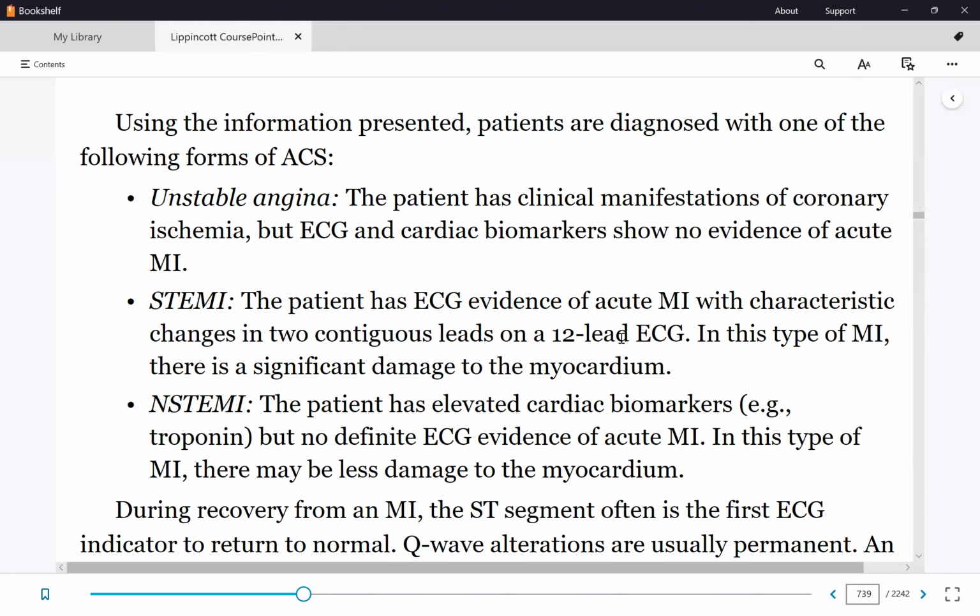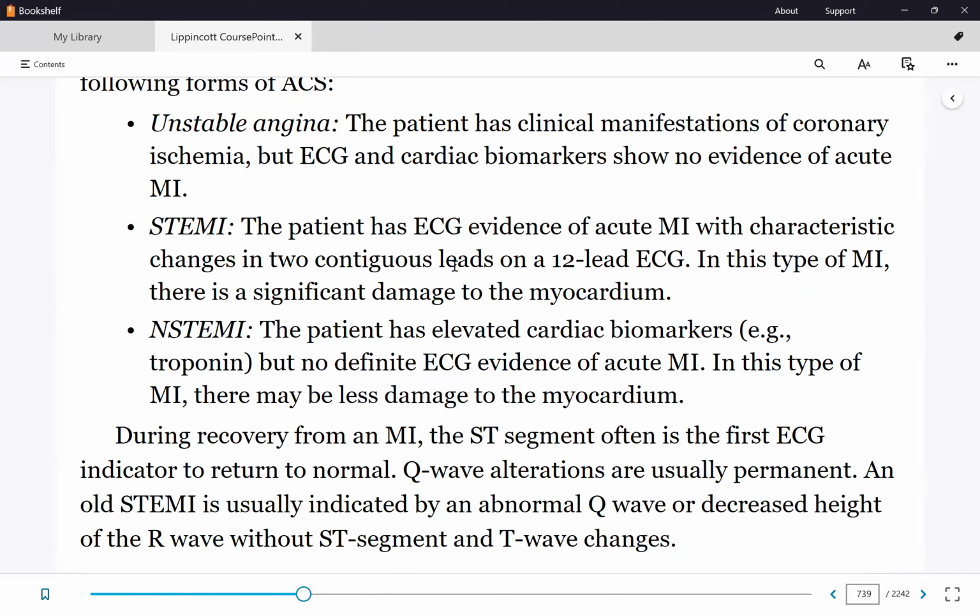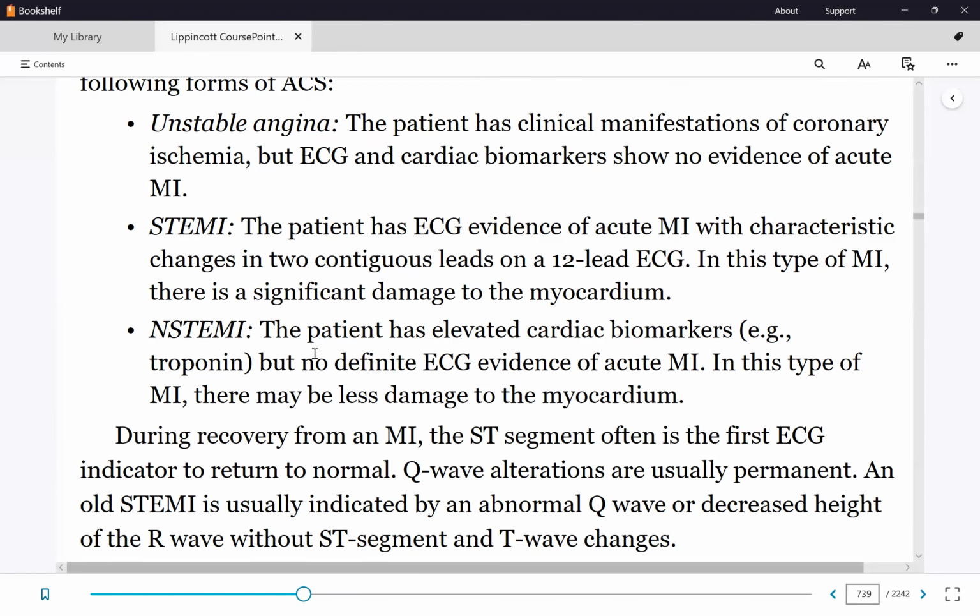For STEMI, of course, this is positive. Both STEMI and NSTEMI have positive troponins. You see here, elevated cardiac biomarkers. This one, the same. And then the difference really is in the ECG between these two. What will be seen here? ST elevation with or without T wave inversion. This one, ST depression. No ST elevation here.